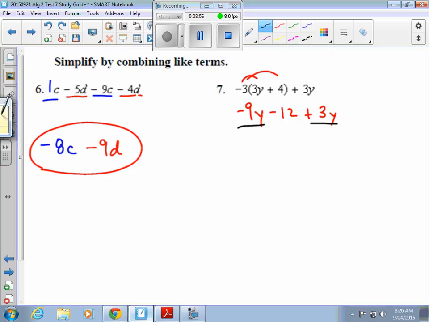Opposite signs. Negative 9, positive 3. Subtract them. 9 minus 3 is 6y. And 9 is the larger absolute value. It's negative, so negative 6y minus 12.